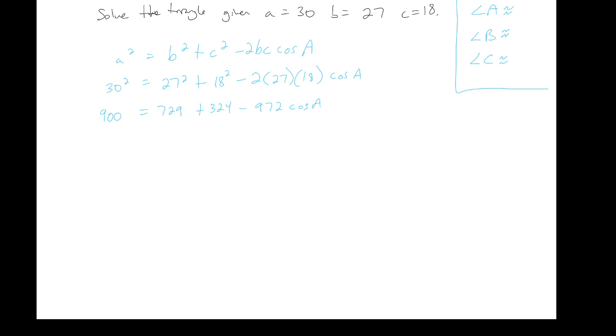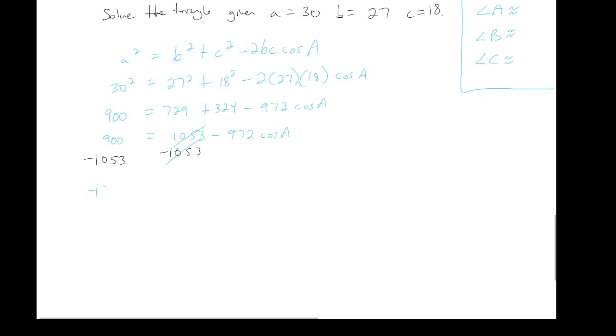All right? So I have 900 is equal to, I'm going to take that sum of 729 and 324. I got 1053 minus 972 times the cosine of A. And I hope you guys aren't getting worried here because I'm solving for A. I got to get that by itself. So I have to get rid of this term right here. So I'm going to subtract it from both sides. Okay, this is going to cancel. 900 minus 1053 is negative 153.